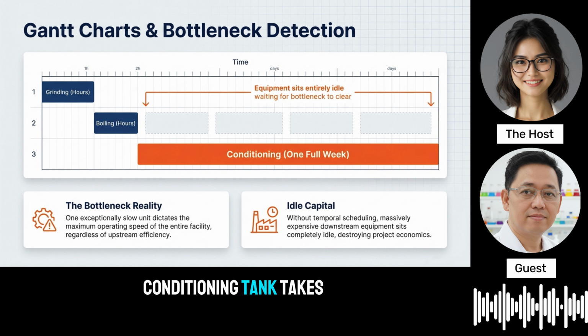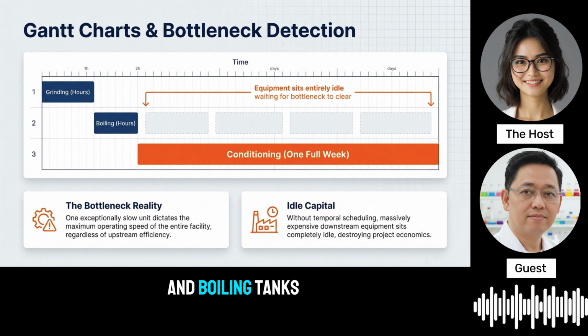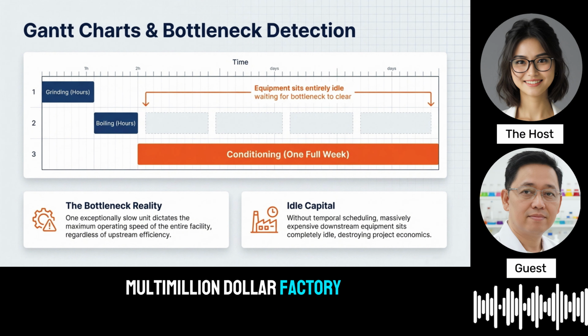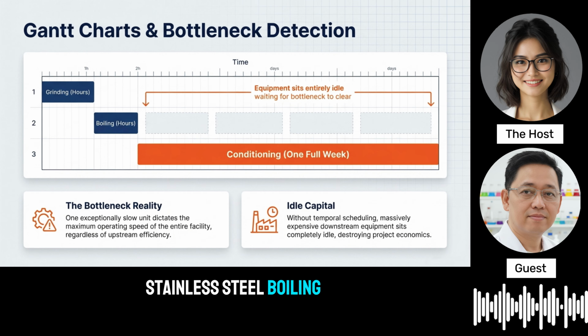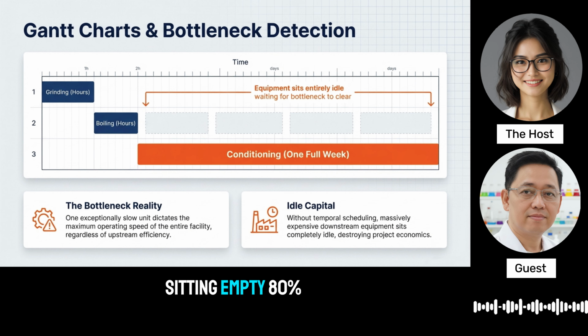Wait, if the conditioning tank takes a week, but the mashing and boiling tanks only take a few hours, does the entire rest of the multi-million-dollar factory just sit there, idle? In a poorly designed facility, yes. That is exactly what happens. Doing absolutely nothing. Right. You spend millions on giant stainless steel boiling kettles, and they are sitting empty 80% of the time because there is nowhere to send the liquid. Oh, wow. That is a terrible investment.